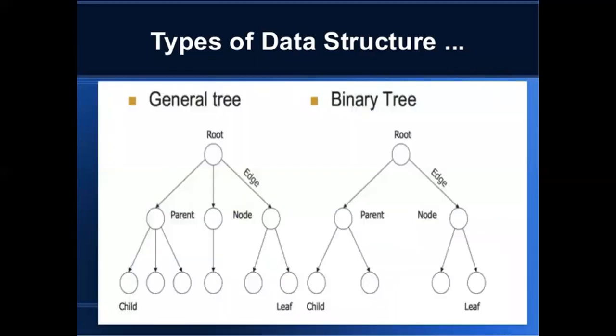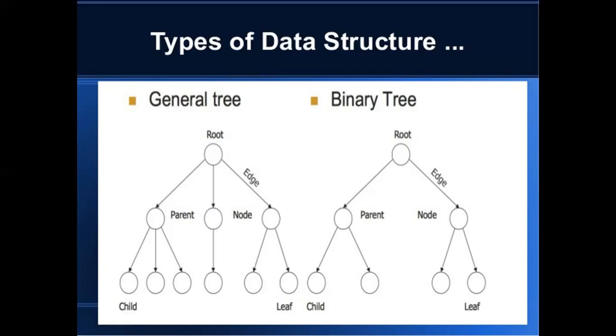Up to now we discussed linear data structures: arrays, stack, queue, and linked list. Now we are moving to the next kind, non-linear data structures. Here the first type is a tree. In a general tree, this is the root node and this is the parent node, which has children. If a child node doesn't have anything, it is called a leaf node. And this is a general tree.